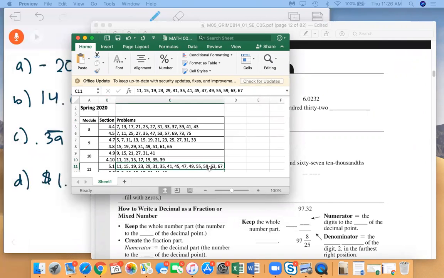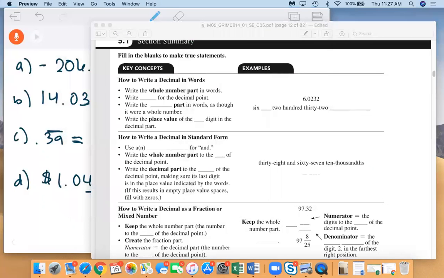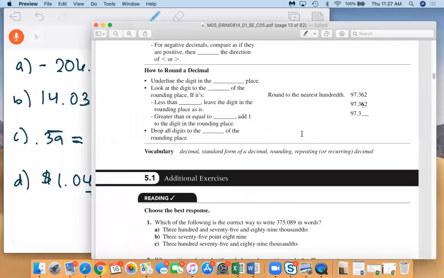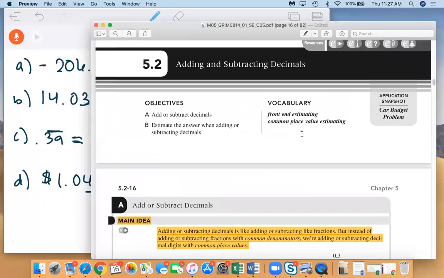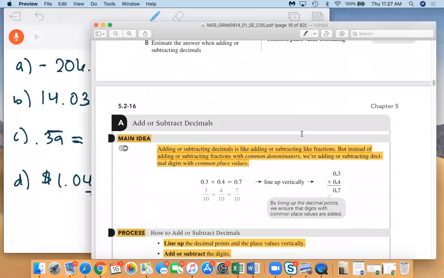So here are our practice problems for 5.1. We have number 11, 15, 19, 23, 29, 31, 35, 41, 45, 47, 49, 55, 59, 63, and 67. I know it seems like a lot, but a lot of them are these easy rounding problems, just going from standard form to written form. So don't stress too much about seeing a lot of problems there. They're pretty quick. And again, those are just practice problems. So if you are really comfortable with this information, go straight to the quiz if you don't think you need it.